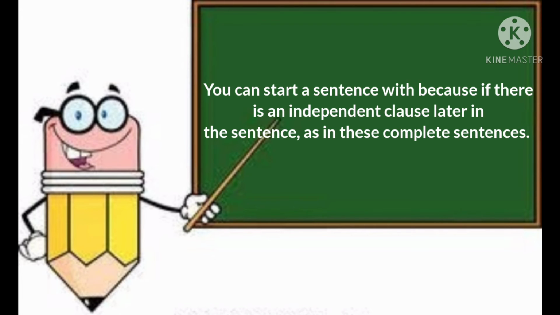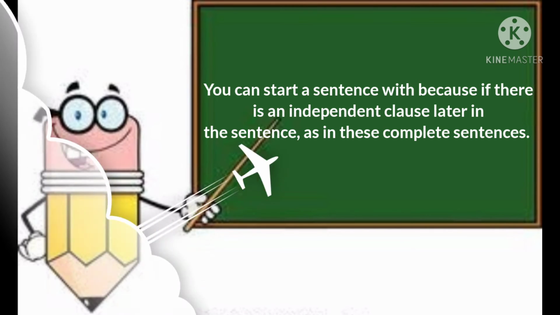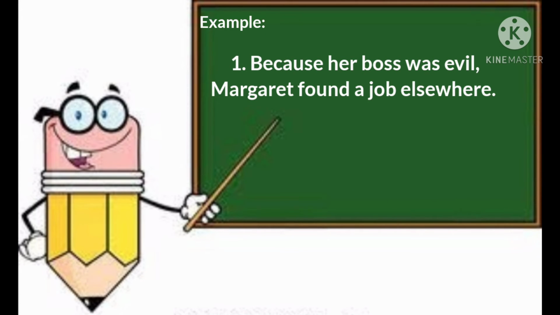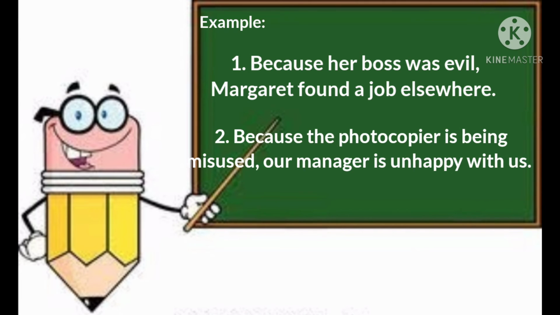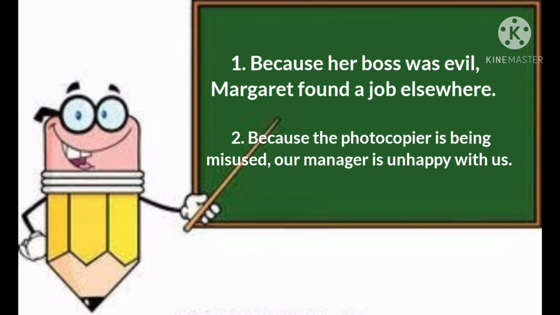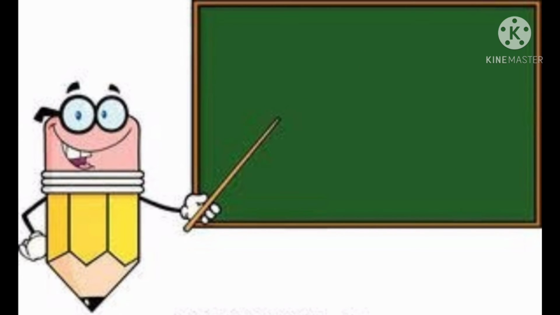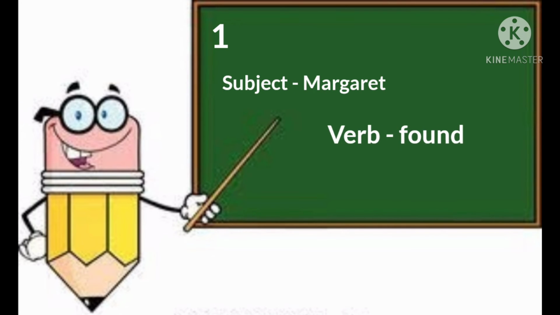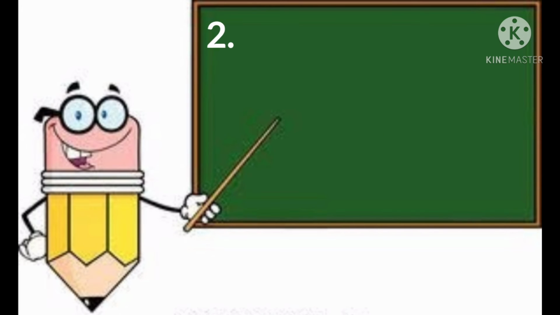You can start the sentence with "because" if there is an independent clause later in the sentence, as in these complete sentences. For example, "Because her boss was evil, Margaret found a job elsewhere." And the next example, "Because the photocopier is being misused, our manager is unhappy with us." So for the first example, the subject is Margaret and the verb is found. And for the next example, the subject is manager and the verb is unhappy.